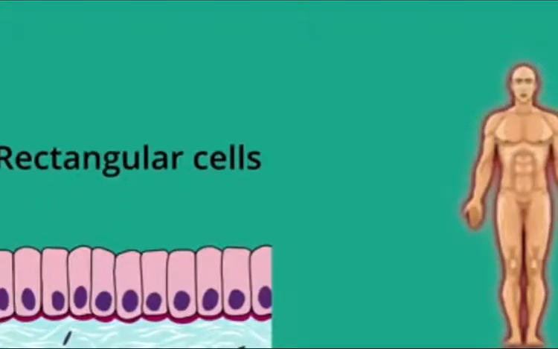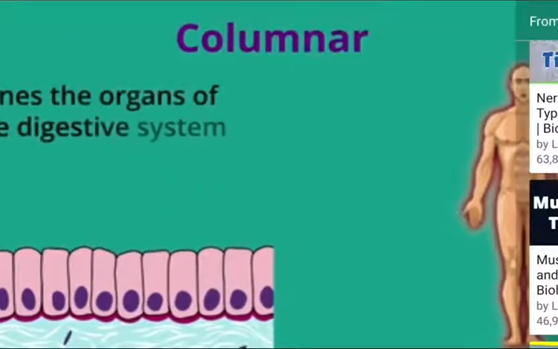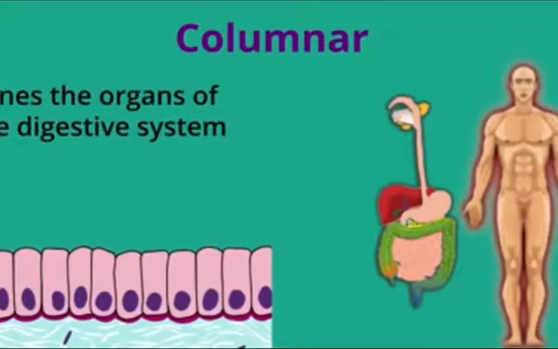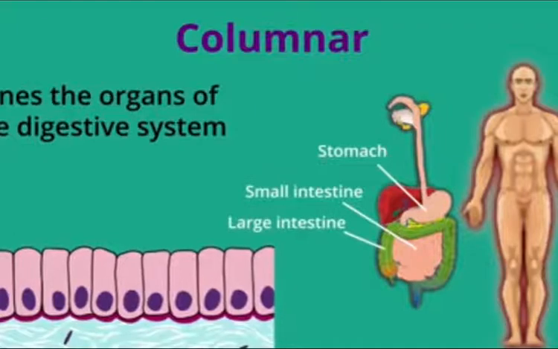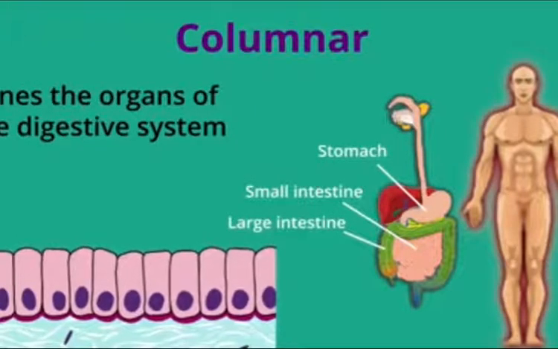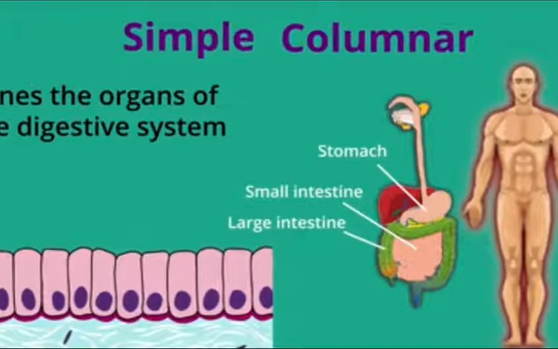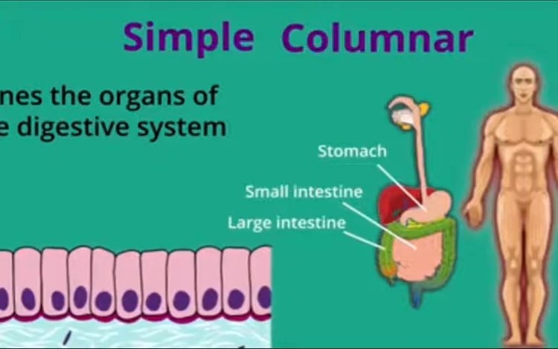The next one, students, that is rectangular cells, pillar-like, columnar we said, no? So columnar, where you find linings of the organs of the digestive system, means stomach, small intestine, large intestine, all have a covering of columnar tissue or columnar epithelium. These are simple columnar because they are made up of a single layer.